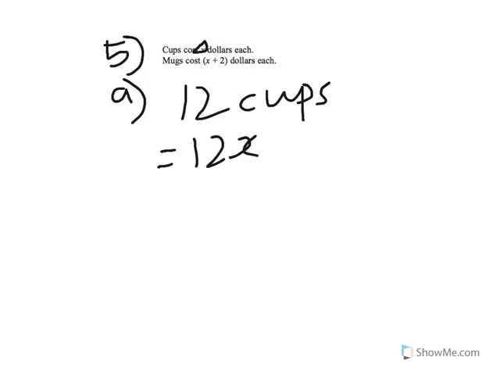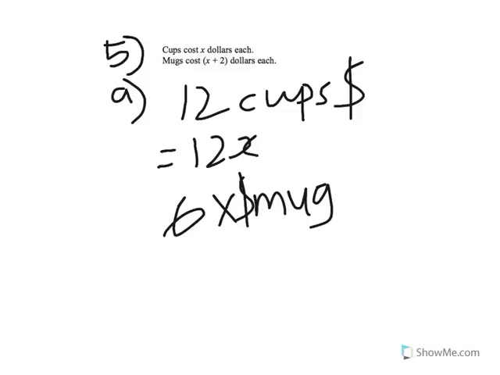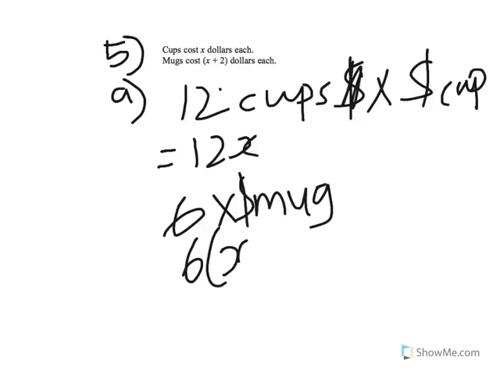Now what is the cost of 6 mugs? It's nothing but 6 times the cost of each mug, right? It's 6 times the price of mugs, and the price of mugs is X plus 2. So all this becomes is 6 times X plus 2.